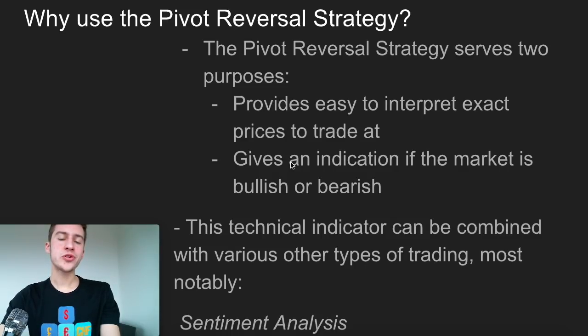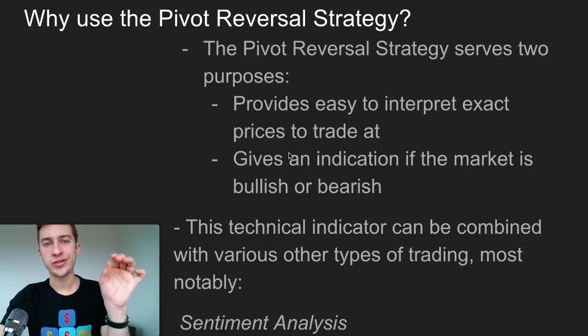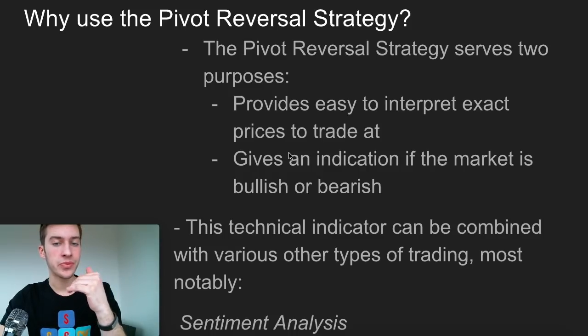So before I show you exactly what this indicator looks like, let's talk about what it is. It serves two purposes as a technical analysis indicator. It gives us exact areas to trade at with an arrow that tells you when to buy and when to sell, which is really nice. And it also tells you if the market is in a bullish or in a bearish state. And I'm going to show you guys exactly what that means on the graph.